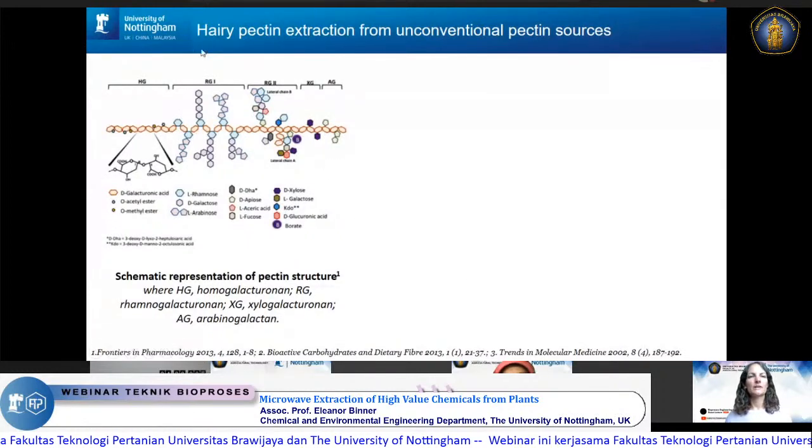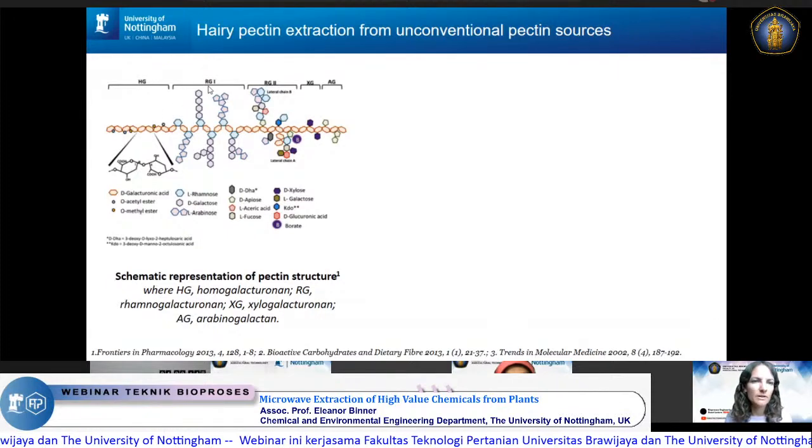So we're interested in hairy pectin. For those of you who don't know, you're probably aware that pectin is extracted from orange peels and apple pomace conventionally already at industrial scale. The pectin that's extracted is what's shown on the left here as the HG region. It's a polysaccharide with a repeating backbone of galacturonic acid, and then it's got methylated and acetylated side groups. It's referred to as smooth pectin because it's a very long, very regular polymer. That is extracted conventionally, and that is what you think of when you get pectin to put in your jam, for example.